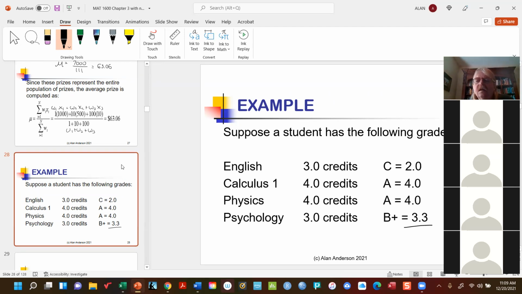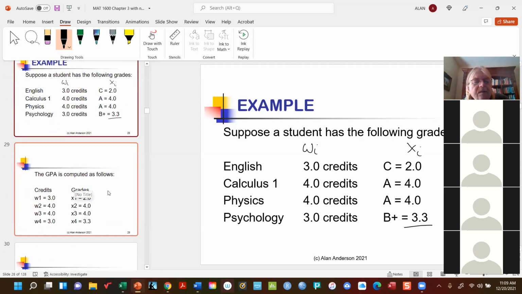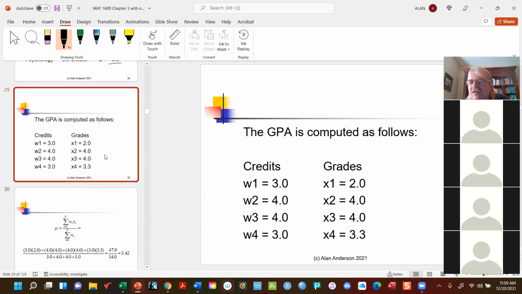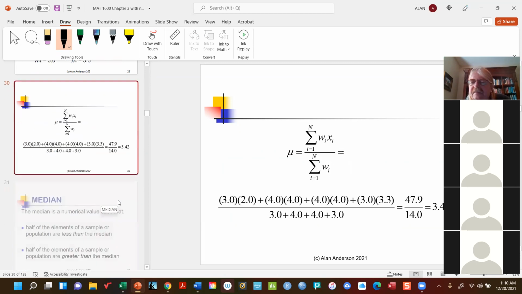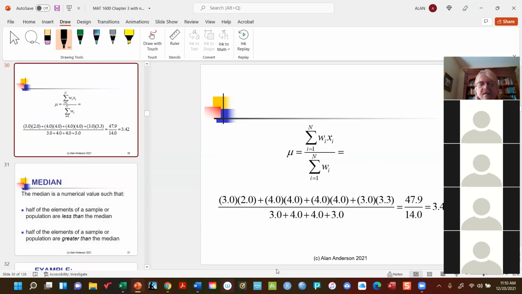So how would you set this up? Well, these would be our weights, and these would be our x's. There you go. So let's go find, and let's treat this semester as the entire population. So those are the weights and those are the x's. And then we plug them into the population weighted average formula. And let's see how this person did. All right, here we go. So once again, these are the weights. And the second number is the actual GPA for that course.